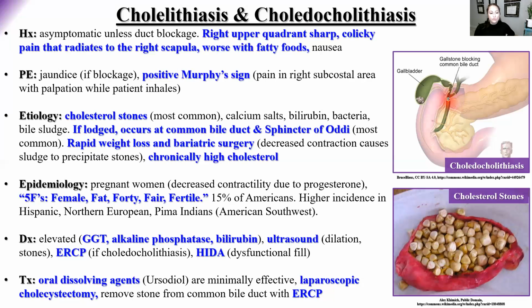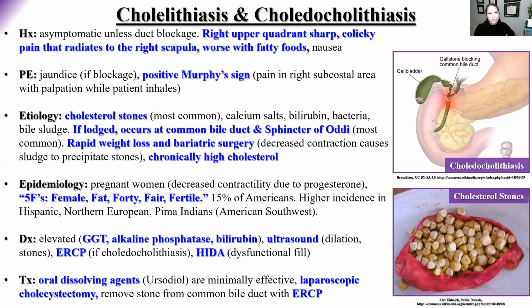ERCP is something that we use that can be both diagnostic and therapeutic. So you're looking for that stone in the common bile duct. And this is an imaging test that we can use for this. If we think that it's a problem with the gallbladder contractility, we can use that HIDA scan. That will show us that it has dysfunctional filling or dysfunctional emptying.